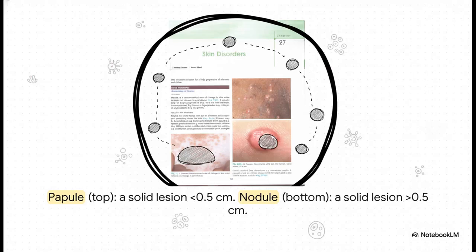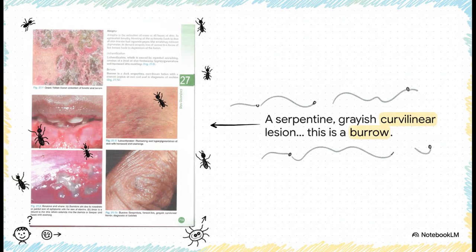Of course, to be able to spot these things, we need to know the basic language, right? The language of dermatology. So take a look at these two. They're both raised, solid lesions. The only thing that separates them is size. If it's small, less than ½ centimeter, we call it a papule. If it gets bigger than that, it's a nodule. It's really that simple. Okay, now look really closely at this one. See how it's not just a random scratch or a line?